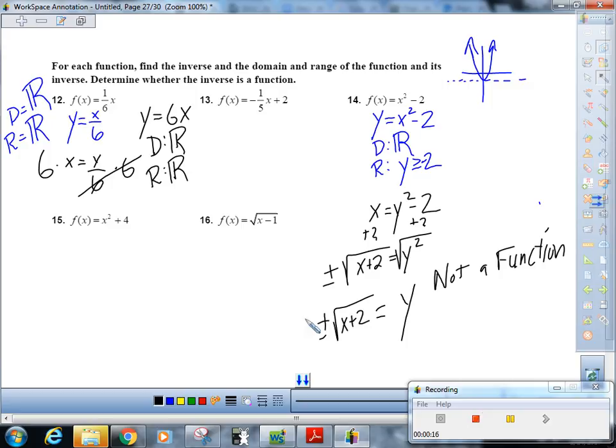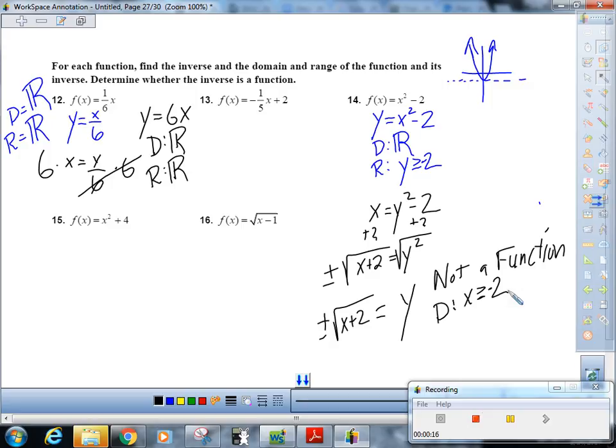And our domain, well, you can't have a negative under the square root, right? So we could put in a negative 1 because we'd still have a positive under the square root. We could put a negative 2 in because we'd have a 0 under the square root, but we couldn't put in anything less than a negative 2. So x has to be greater than or equal to negative 2, okay?